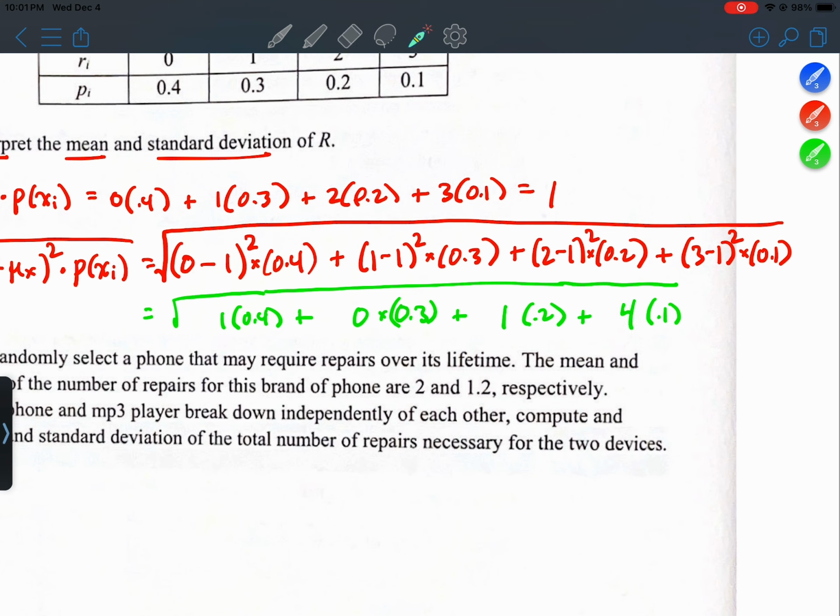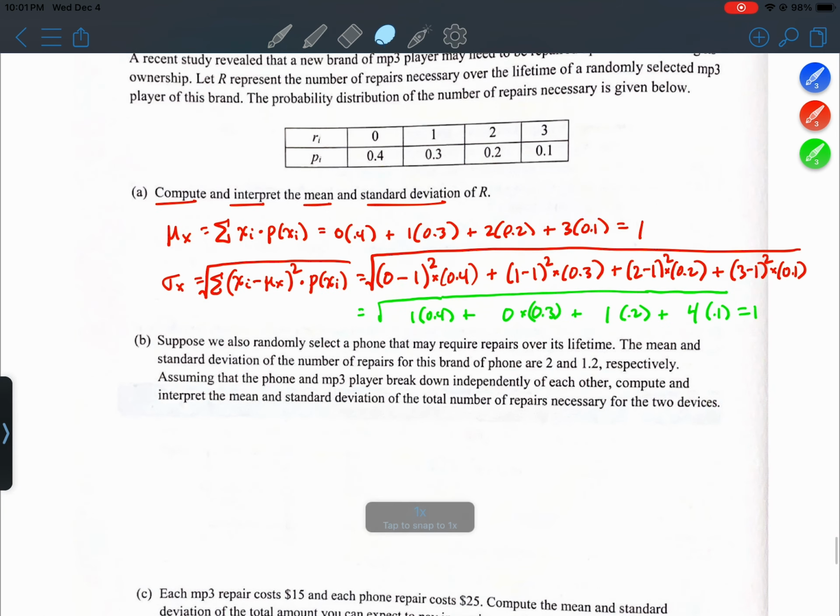And this isn't too bad for me. This shouldn't be too bad for you to just type that in your calculator. So when we type that expression into the calculator, we just get 1 again. So surprisingly, the mean of this random variable is 1, and the standard deviation is 1. Now, if you didn't want to do all that math for the standard deviation, then what you should be doing is typing the values into list 1 on your TI-84, typing the probabilities into list 2 on your TI-84, and then using the calculator's command 1-Var Stats.